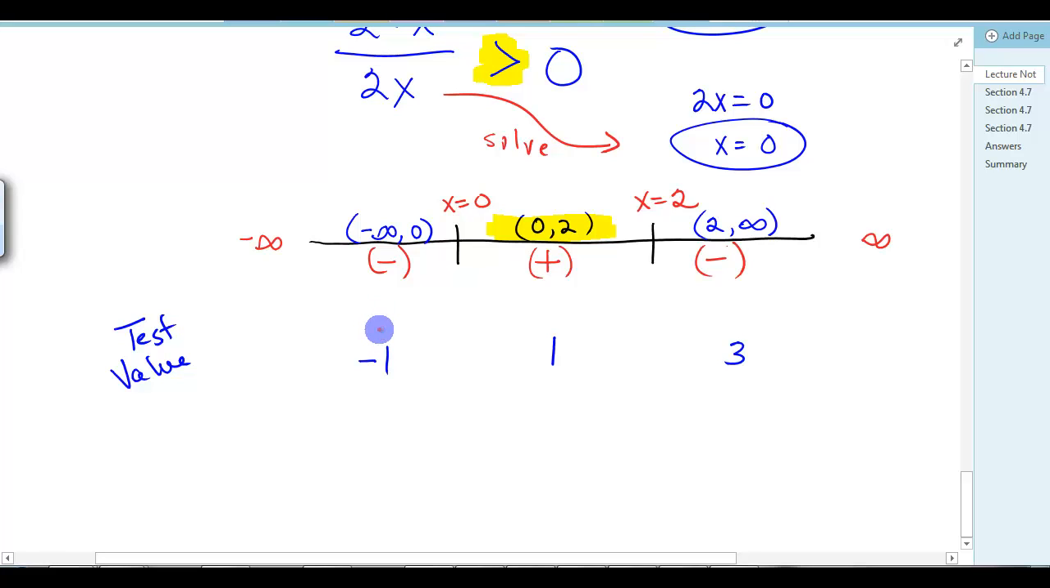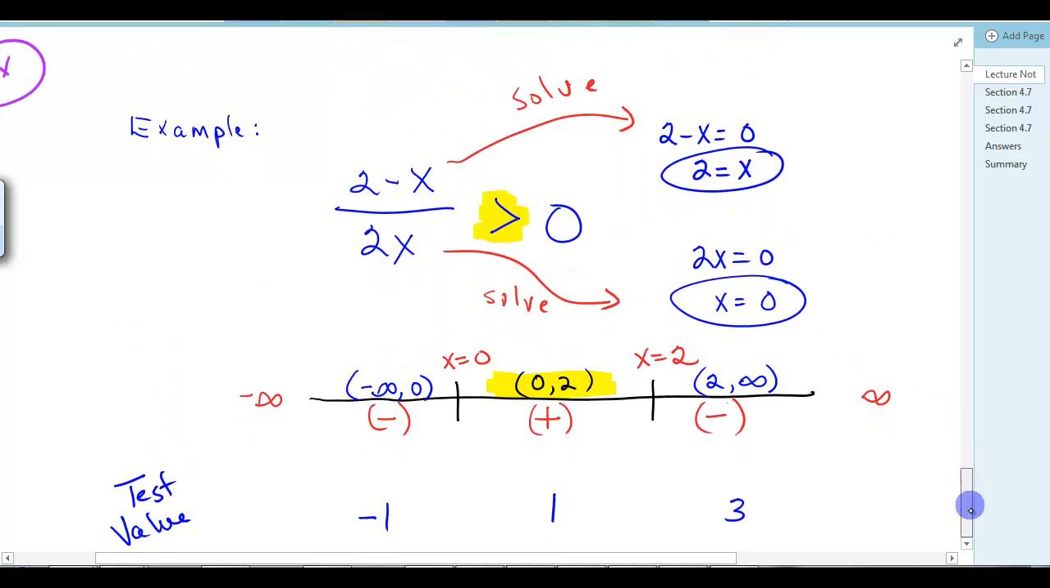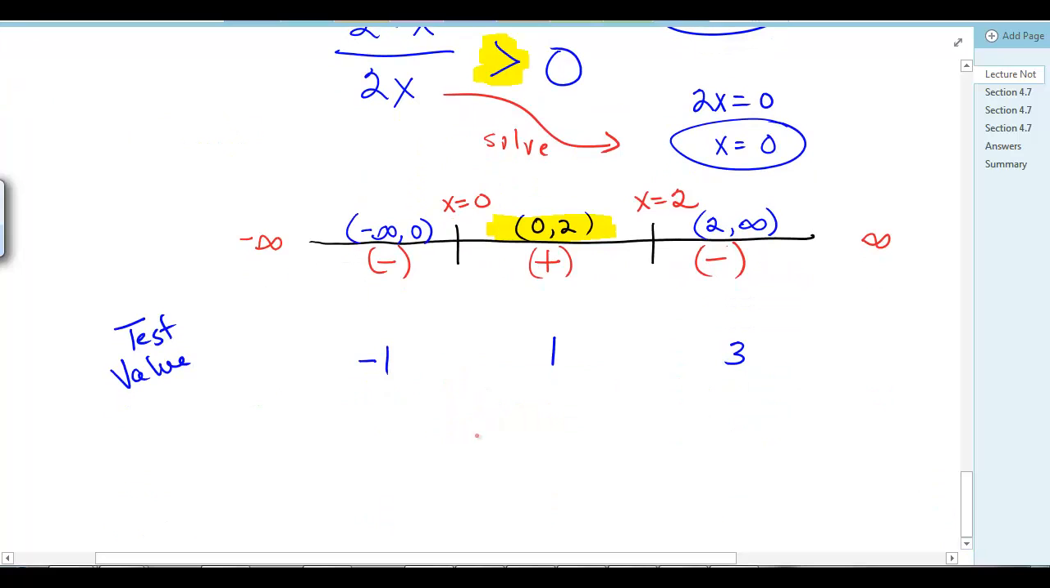You want to pick something that's easy for you to plug in. I picked -1, I picked 1 in between 0 and 2, and I picked 3. You could easily pick 535 in this interval, but you've got to plug it in, so you want to make it as simple as you can. So remember that here is our original 2 minus x over 2x.